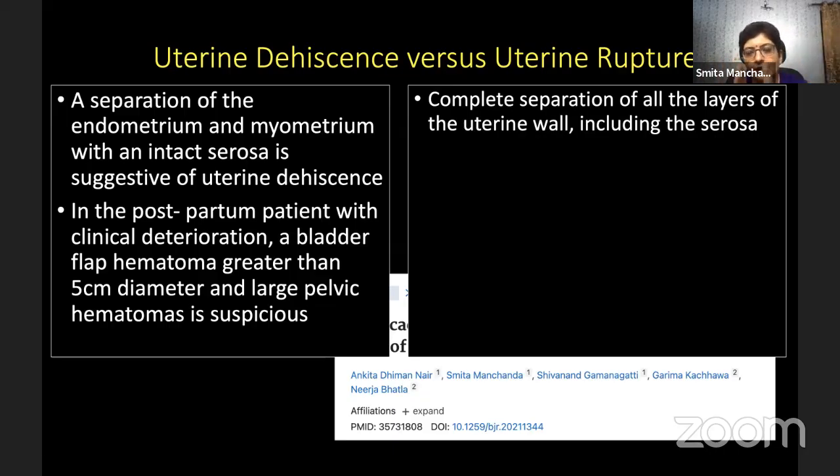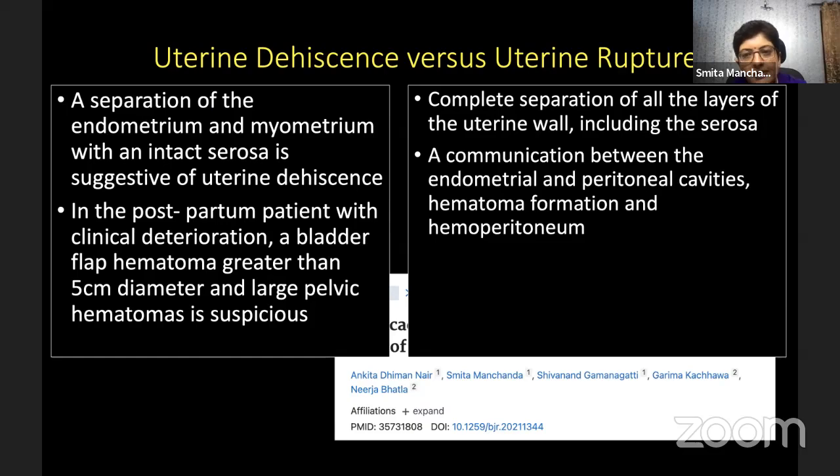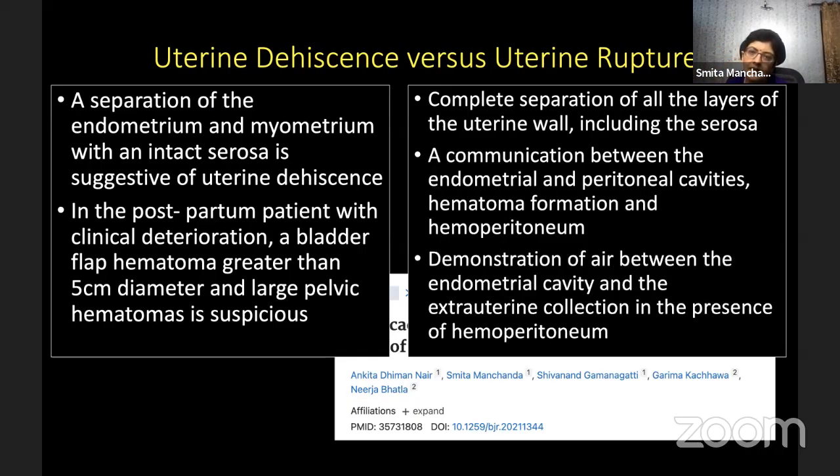Yes, see, in post-cesarean, there is some fluid within the scar site. If that fluid starts increasing, the patient starts deteriorating clinically, and we start seeing a hematoma, whether it is in the uterovesical space, that is the bladder flap hematoma, or it is in the pelvic, then you start suspecting a uterine dehiscence. And if you see a clear-cut rupture, that is the serosal margin is also breached, and there is significant degree of ascites, there is a clear-cut communication. Many times even the air foci can be seen communicating through the endometrium into the peritoneal cavity, and a significant degree of hemoperitoneum, then it's a scar rupture.